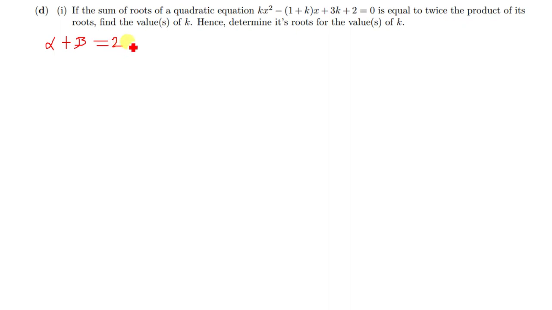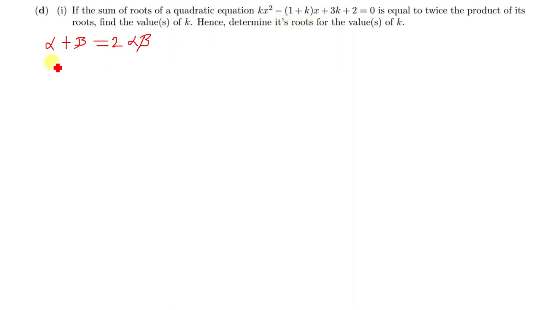So meaning the sum is twice the product of its roots. So meaning it's 2 times the product. Yes, so the sum is 2 times the product of its roots. This is what you are going to get from the first statement there. You get this expression, and then they are telling us to say hence determine its roots for the values of k.